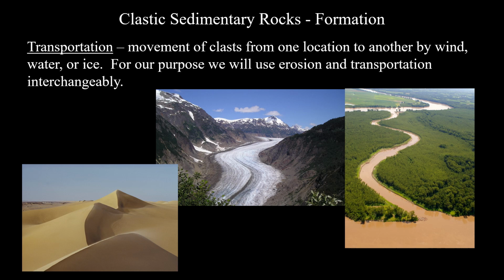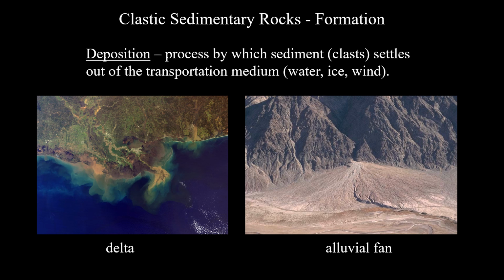So we have to weather these things, erode them just by moving them towards one of these major modes of transportation, and eventually we're going to transport these things into a place where we can deposit them. Because deposition is the third necessary element before we make a sedimentary rock. Deposition is the process by which sediment settles out of whatever transportation medium is carrying it. The image on the left is the Mississippi River Delta.